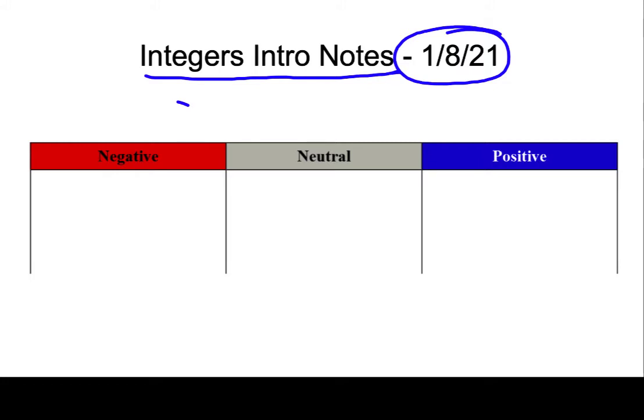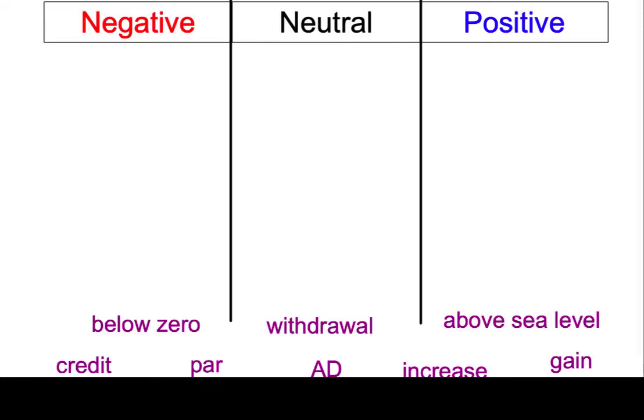So you're going to have a 3-column table, 1 column for negative, 1 column for neutral, and 1 column for positive. So today's going to focus on vocabulary terms that help us identify whether something is a positive number or a negative number. Okay, a good part of our integers unit is going to be that idea of positive and negative numbers. All right, so here's your table for you.